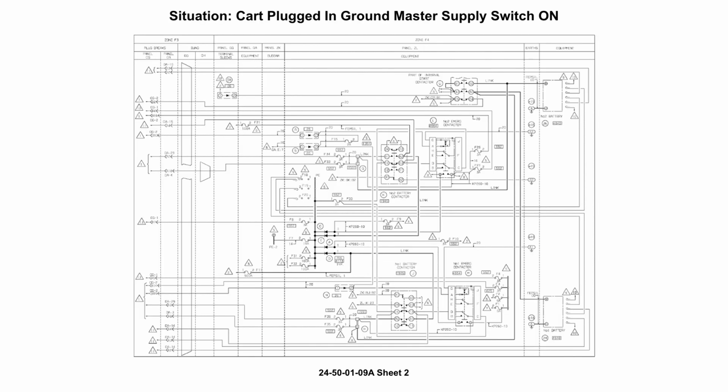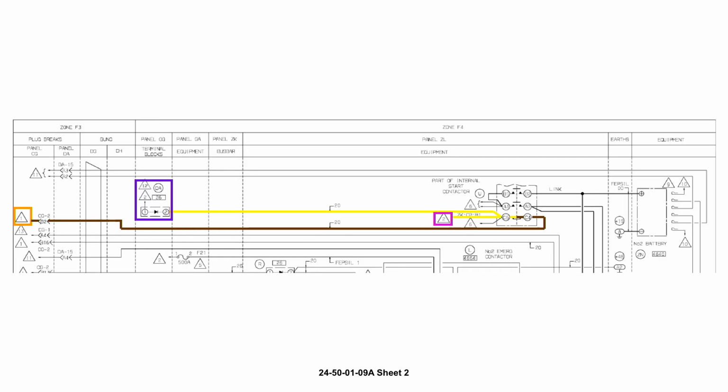You may recognize this wiring print from earlier in the presentation. I'm including this to demonstrate that regardless of the ground supply master switch position, when the cart is plugged into the aircraft and the internal start contactor is relaxed, power should be available at pin Charlie 4 and Charlie 5 of the internal start contactor.